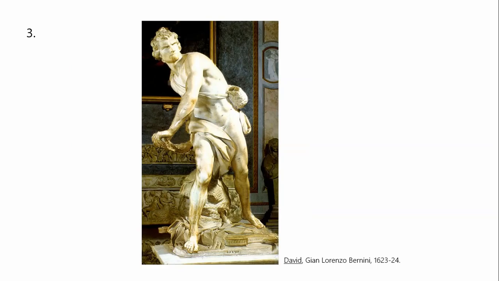Okay, another statue of David. We have three main statues of David that we have looked at a lot in this class. And this is the one by Bernini. So it's an example of Baroque sculpture. It's reductive sculpture in that it's carved marble and it's freestanding and it's in the round.